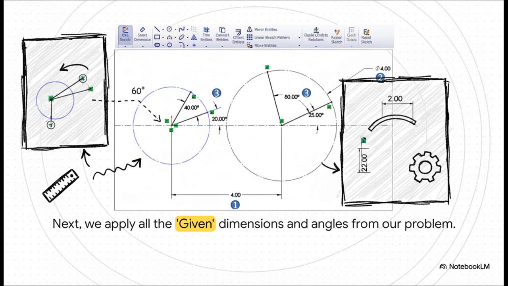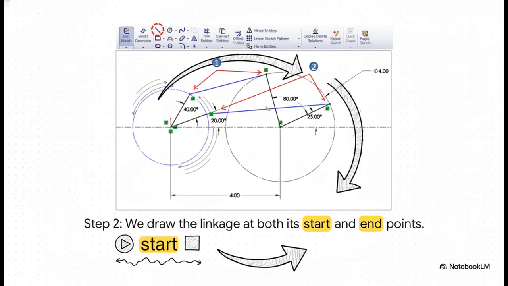We say the distance between these pivots has to be exactly 4 inches. We define the length of the output link as 2 inches. And then we lock in all those start and end angles from the problem statement. Now, this is where it gets really interesting. What you're seeing here are 2 moments in time, basically frozen on the same screen. We draw the coupler link connecting the input and output for the start position, and then we draw it again for the end position. At this point, the software just sees them as 2 totally unrelated lines.